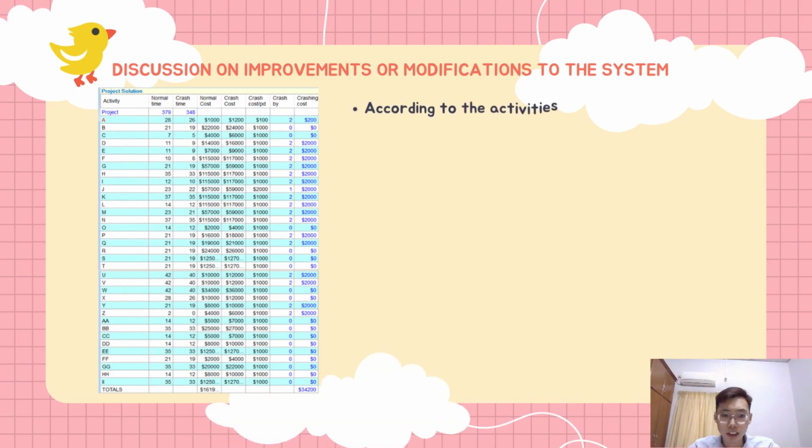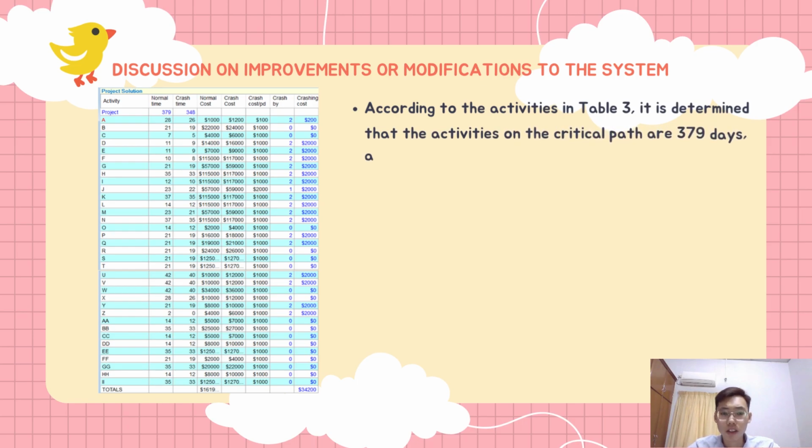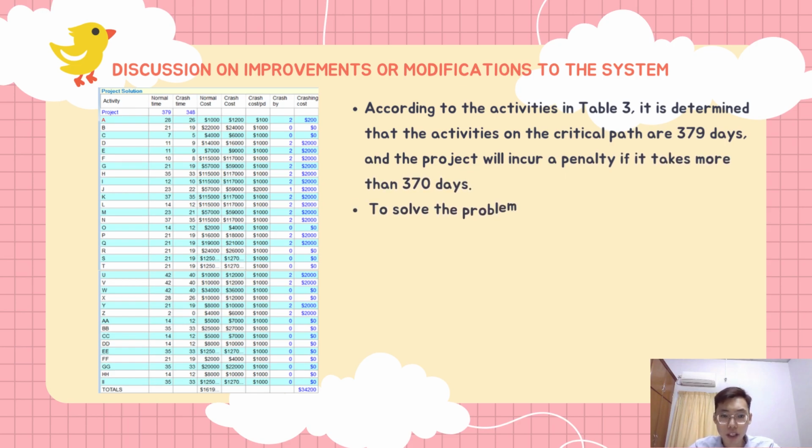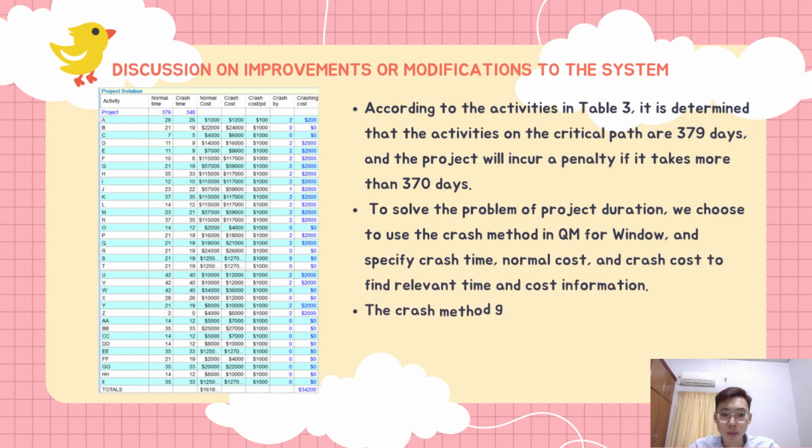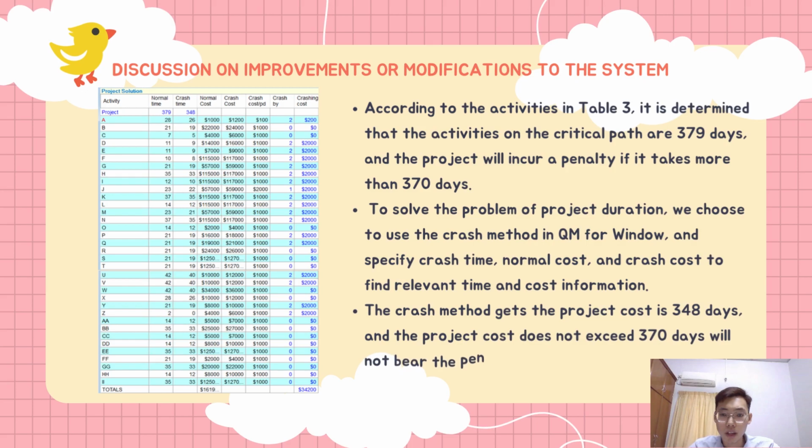So next is the discussion on the improvements or modification to the system. According to the activities in table 3, it is determined that the activities on the critical path take 379 days and the project will incur a penalty if it takes more than 370 days. To solve the problem of the project duration, we choose to use the crash method in QM for Windows and specify crash times, normal cost, and crash cost to find the relevant time and crash cost information.